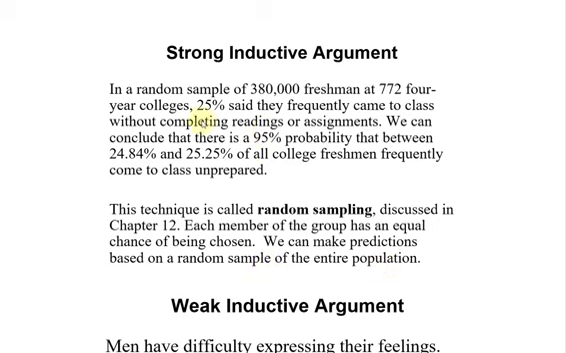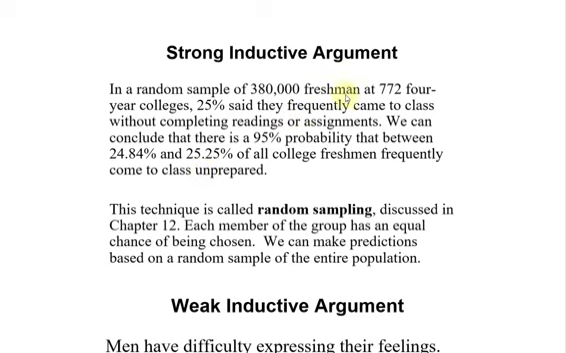The reason I call this a strong inductive argument is that we base it on a random sample of a lot of freshmen, 380,000. This is a lot of people, and we know that we took the survey at 772 colleges. So this is a huge number of schools with a large number of students. After we make the conclusion based on the observations, we can see that this is a strong conclusion.